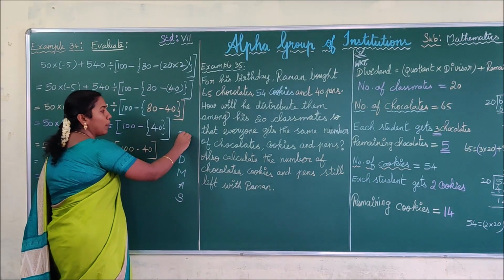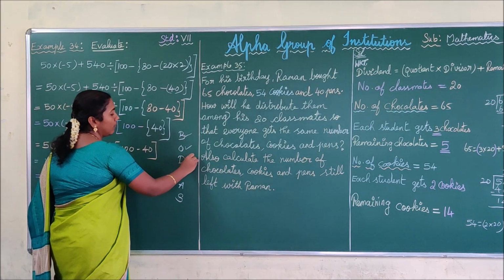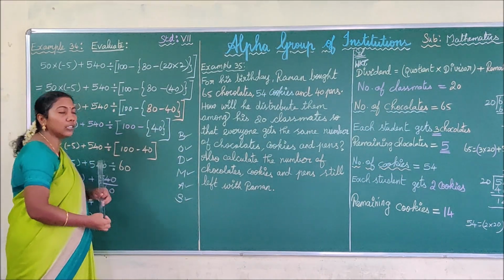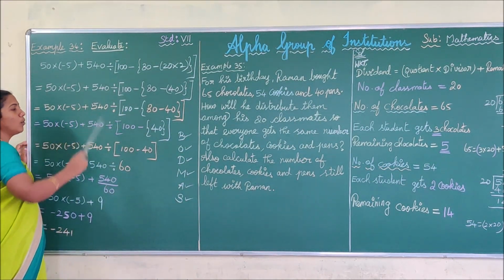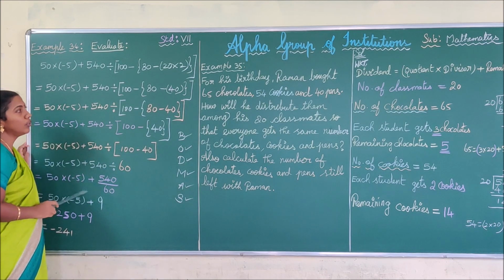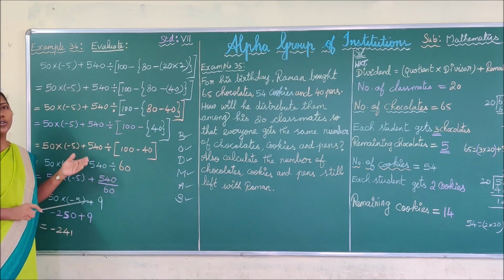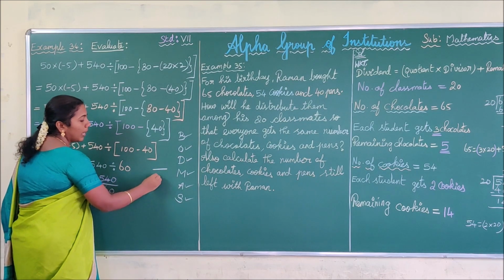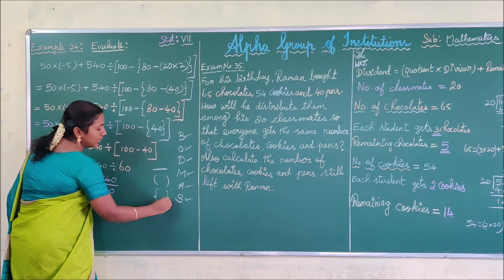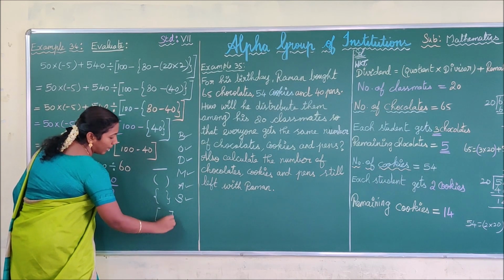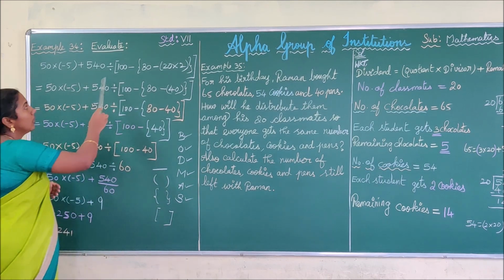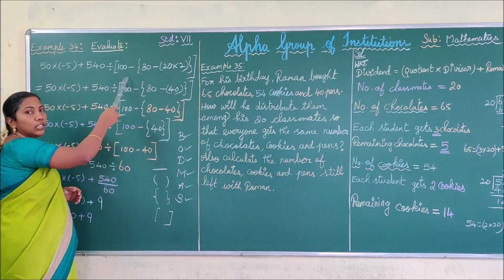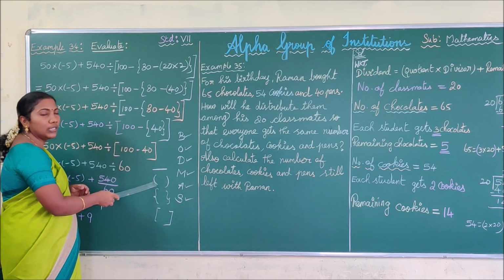BODMAS. That is B for brackets, O for of, D for division, M for multiplication, A for addition, S for subtraction. So the first step is to evaluate the brackets. You already know how to operate the types of brackets. First you operate the vinculum, then the simple bracket, then the curly bracket and then the square bracket. Observe the question, children. Except for the vinculum, you have simple, curly and square brackets in the question. So the first step is to evaluate the simple brackets.